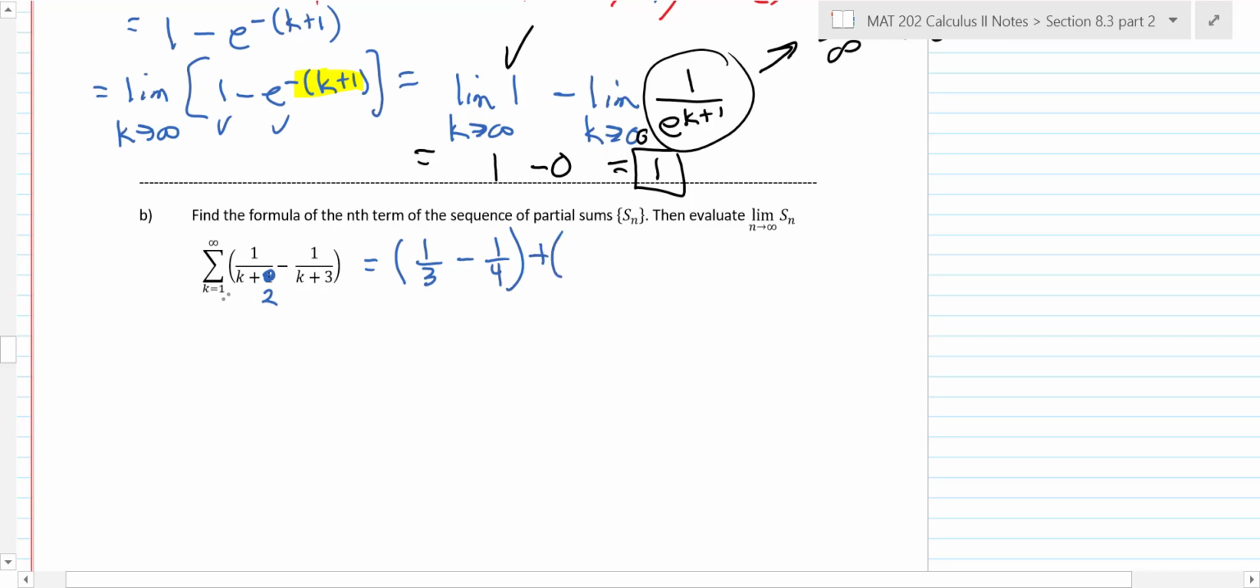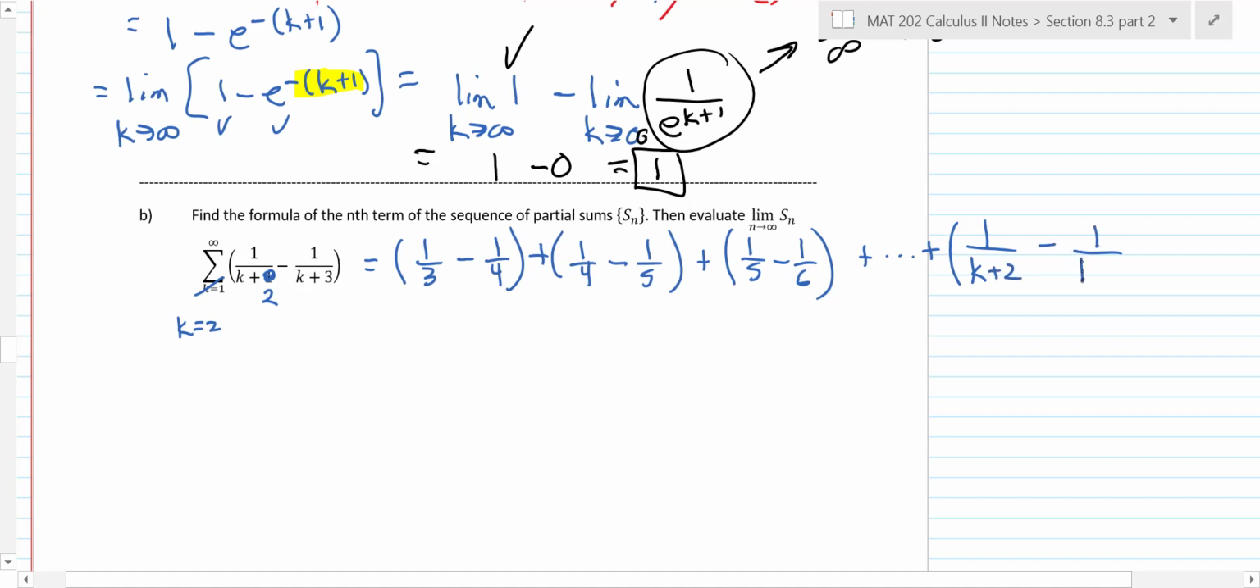Okay, the next term, now we're going to k equals 2. So you'd have 2 plus 2, or 1/4, then you'd have minus 1/5. And we'll write one more out. Then it would go to 1/5 minus 1/6. And then let's go ahead and just write down whatever we're doing. So let's write that as 1 over k plus 2 minus 1 over k plus 3 like that. Okay? All right, is everybody clear with how that's written out?